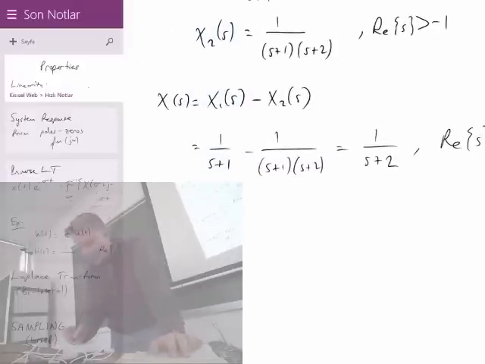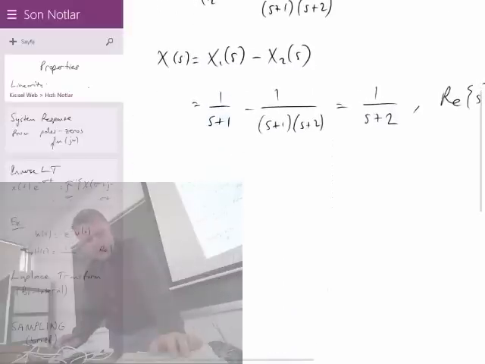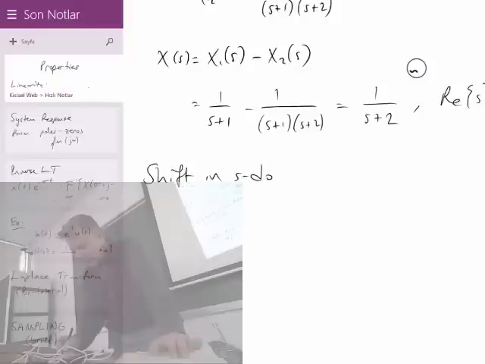Okay. Now another property is shift in s domain.